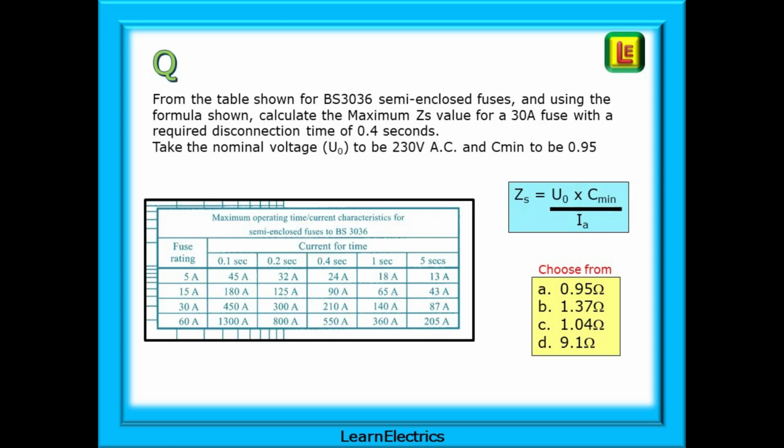Now you can attempt a calculation on finding ZS tabulated using the ZS formula. The question asks, from the tables shown for BS7671 semi-enclosed fuses, as shown here, and using the formula shown, calculate the maximum ZS value for a 30 amp fuse with a required disconnection time of 0.4 seconds. Take the nominal voltage U0 to be 230 volts AC and Cmin to be 0.95. Pause the video and attempt an answer yourself.